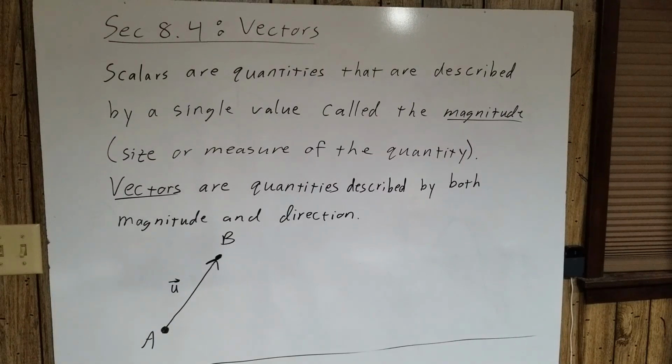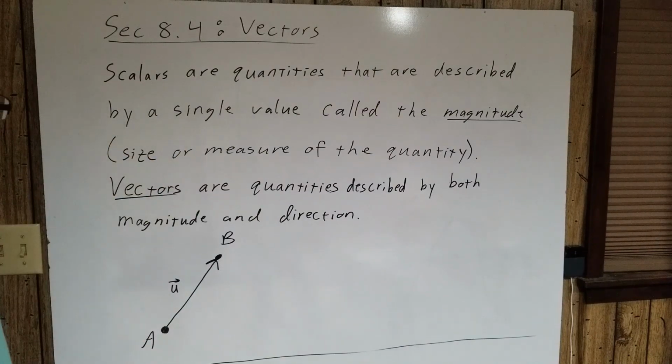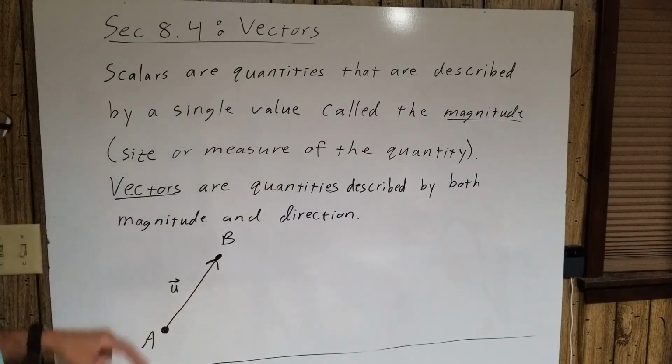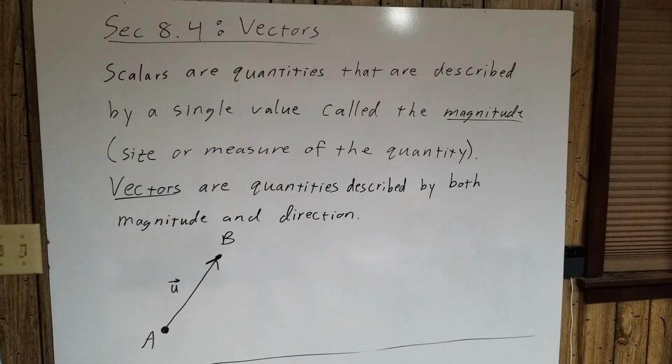Section 8.4, vectors. Alright, we have some stuff written down here. Scalars are quantities that are described by a single value called a magnitude. And magnitude is the size or measurement of the quantity. And vectors are quantities that are described by both magnitude and direction.